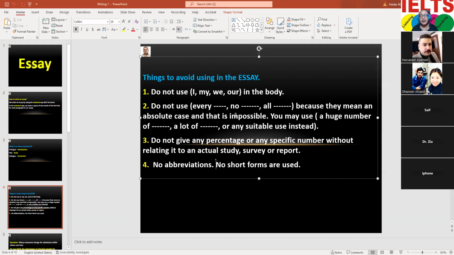No, you don't have to make any proof for that if you don't mention a specific number or percentage. You may also write "up to some studies." For example, "up to some studies or dependable studies, the majority of Iraqis, blah, blah, blah." That's for example, instead of writing a specific percentage relating it to some specific study.